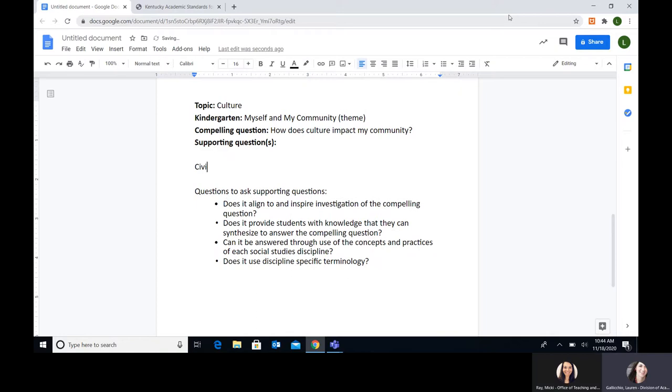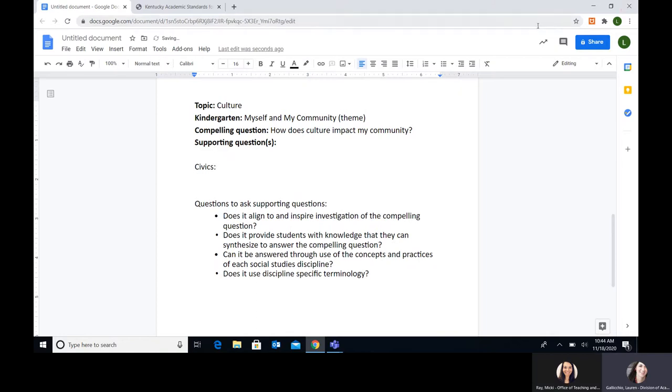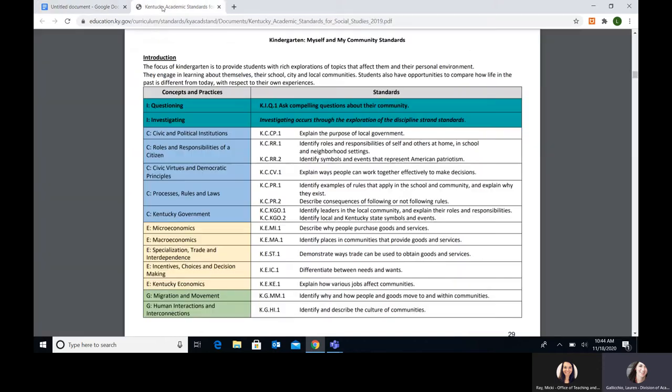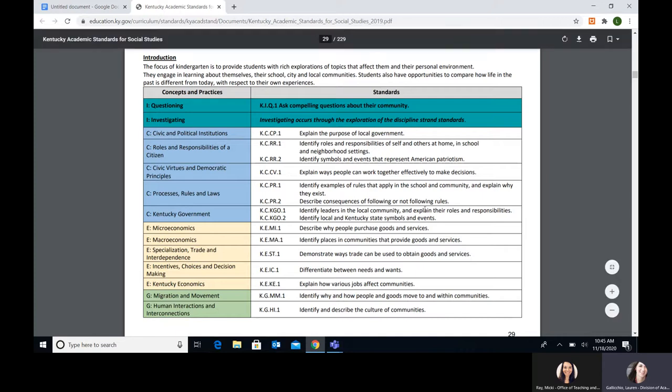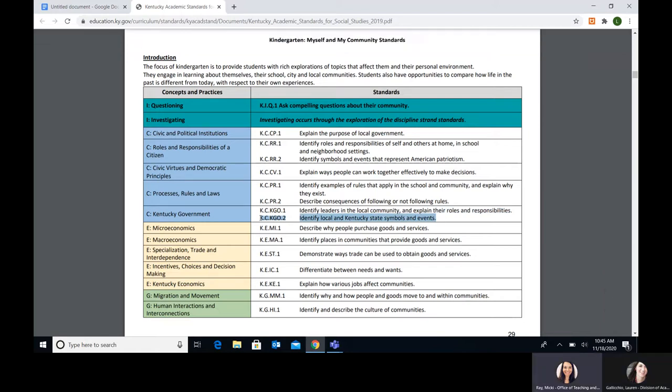We'll start with civics, because civics is first in the document and easiest to look at first. Our compelling question is, how does culture impact my community? Let's take a second and look at the standards. What do we think? If we're really looking at how culture impacts my community, what about this one? Yeah, I think that one is the best. There are others that could work, but I like them thinking about local symbols, local events, and how that contributes to their culture.